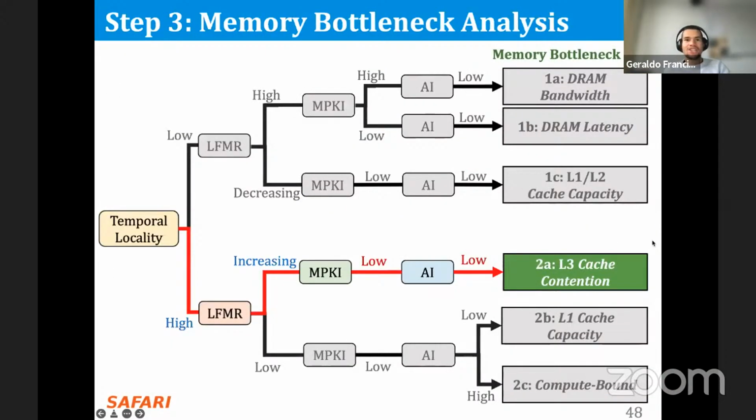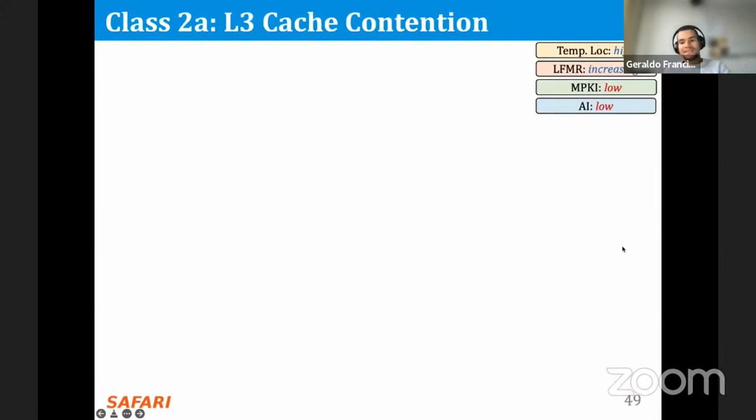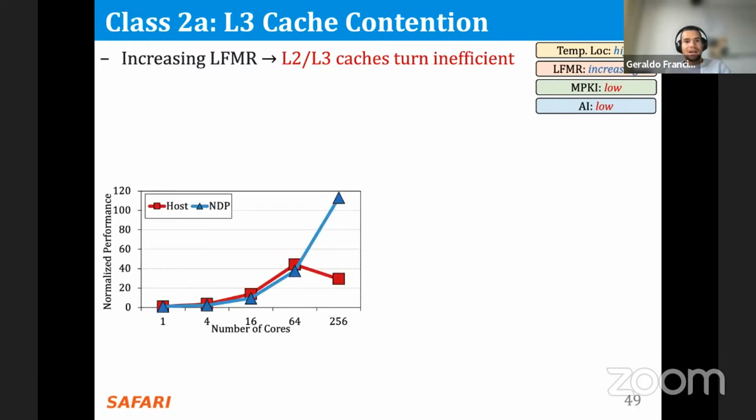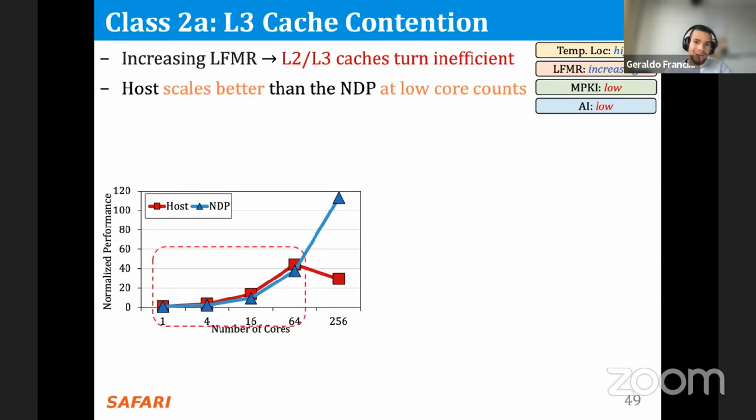Now, we analyze applications bottlenecked by L3 cache contention. Applications in this class have high temporal locality, increasing last level cache miss ratio with the number of cores, low MPKI, and low arithmetic intensity. The increasing last level cache miss ratio indicates the L2 and L3 caches are becoming inefficient when we increase the number of cores. We observe how such inefficiency impacts the host and NDP performance. At low core counts, the functions do not benefit from an NDP system.